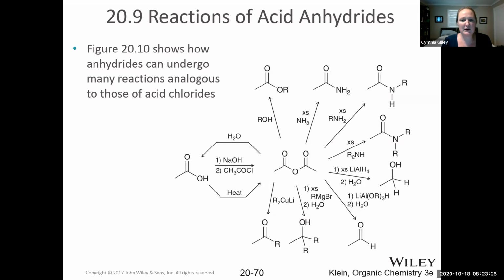Here is a summary of the reactions of anhydrides. Notice that it's pretty much the same reactions that you saw with acid chlorides. So you really don't need to learn this separately. Just think to yourself, anything I can do with an acid chloride, I can also do with an anhydride.